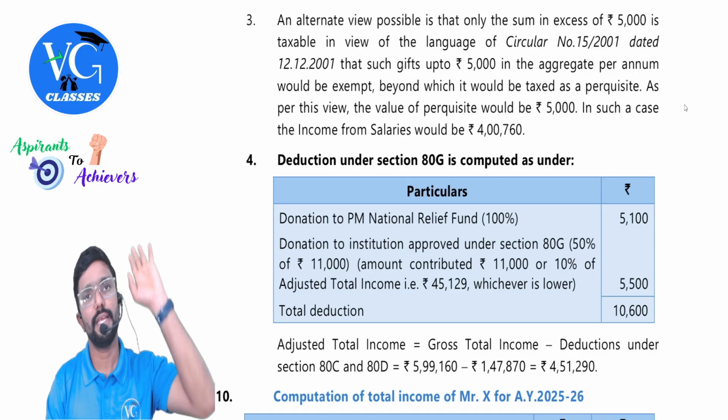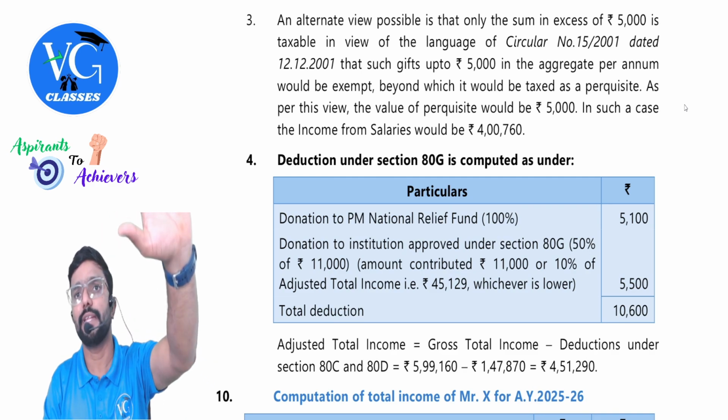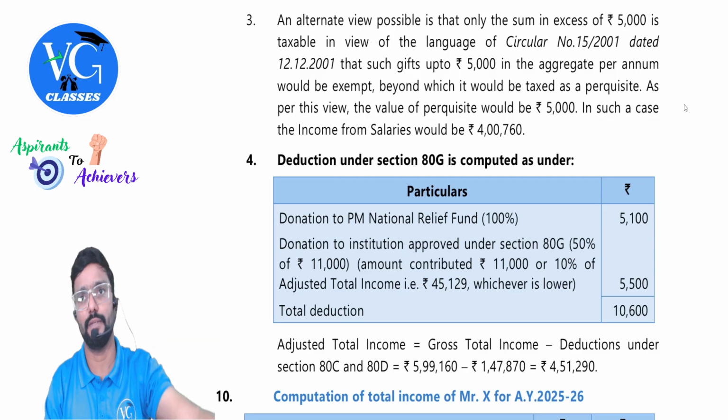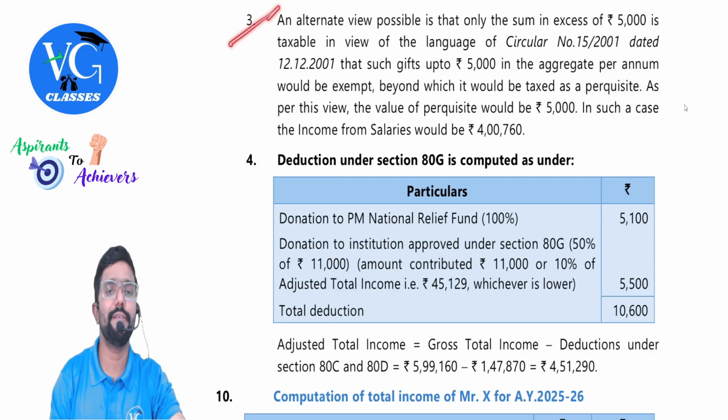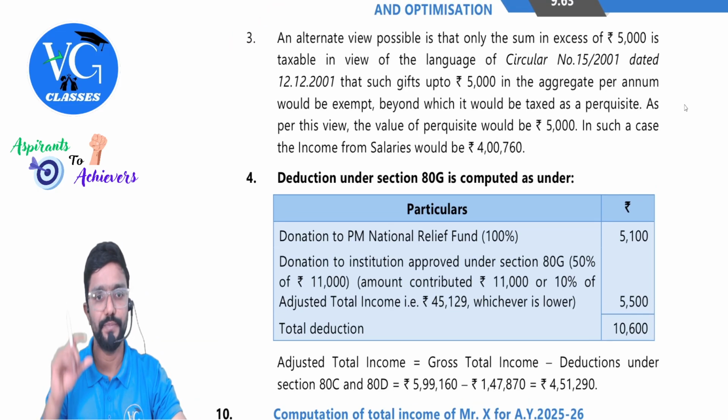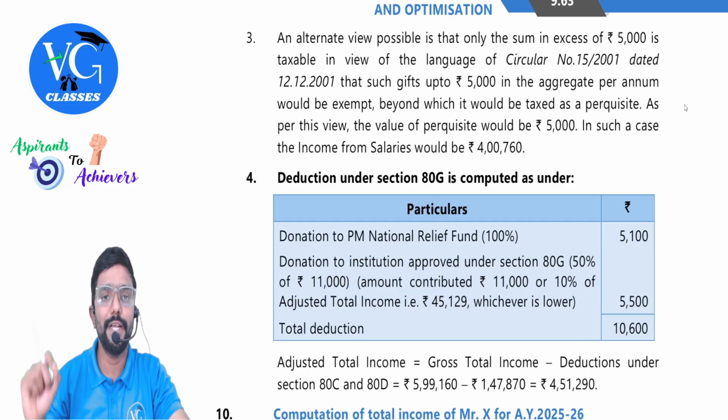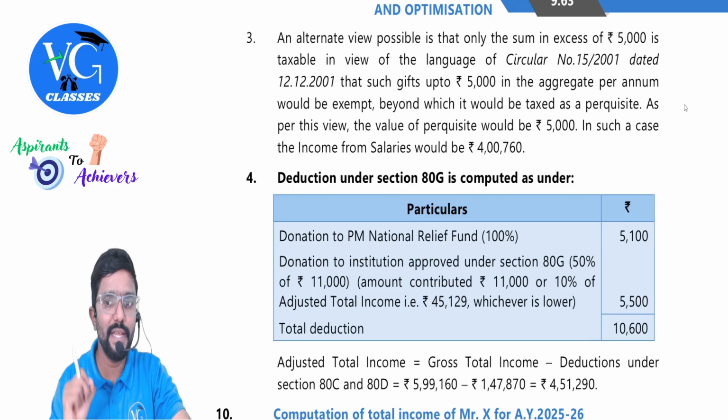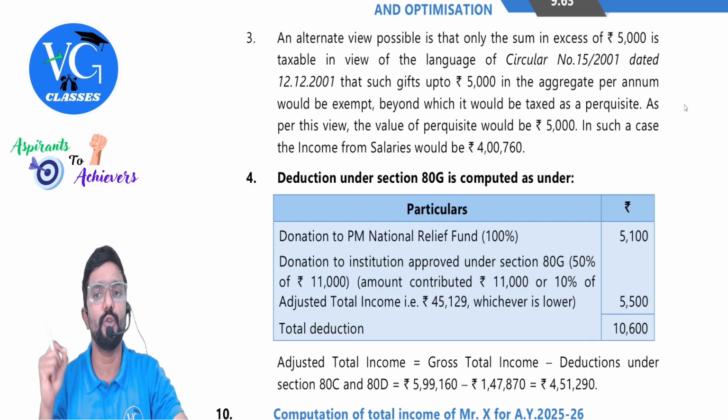Clear? But I suggest in the answer you follow whatever is given in the law. That is, more than 5,000, full tax. But you can give this as a note. An alternate view possible is that only the sum in excess of 5,000 is taxable, in view of the language of circular number 15/2001 dated 12th December 2001.